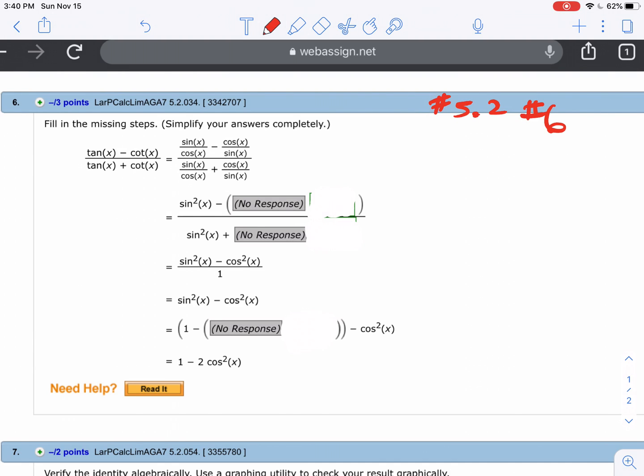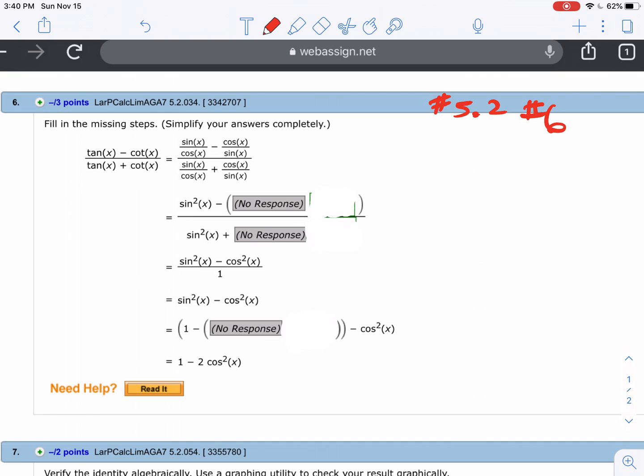5.2 number 6, you're supposed to fill in some of these blanks, and there are definitely a couple of ways that you can handle this. So they started with this and they moved to this because tangent is sine over cosine, cotangent is cosine over sine, and so you can see they wrote them in terms of sines and cosines over sines.